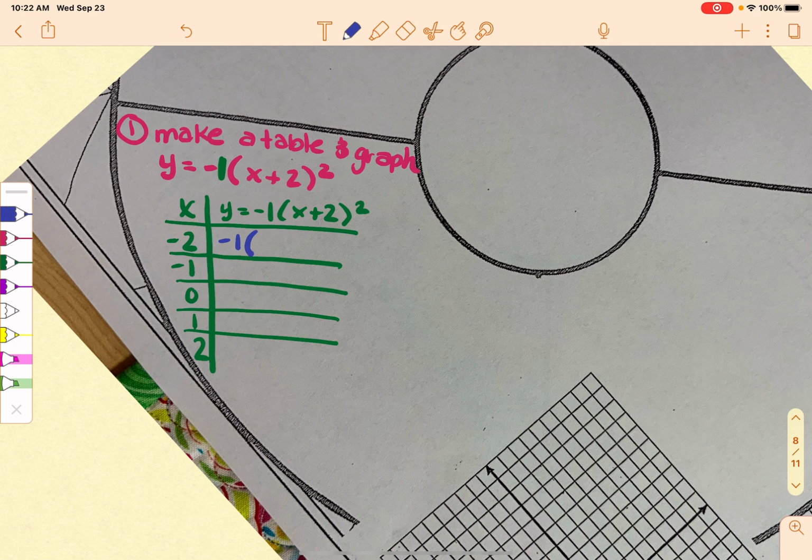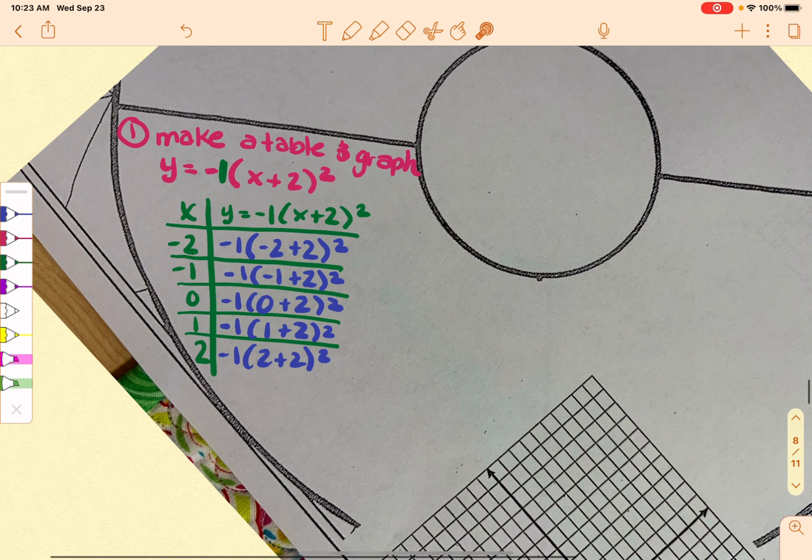So negative 1 times (negative 2 plus 2) squared. Negative 1 times (negative 1 plus 2) squared. Negative 1 times (0 plus 2) squared. Negative 1 times (1 plus 2) squared. Negative 1 times (2 plus 2) squared. Now, ultimately, what I'm looking for is to see that these all got plugged in. And honestly, I'd rather go through and plug them all in before I solve.